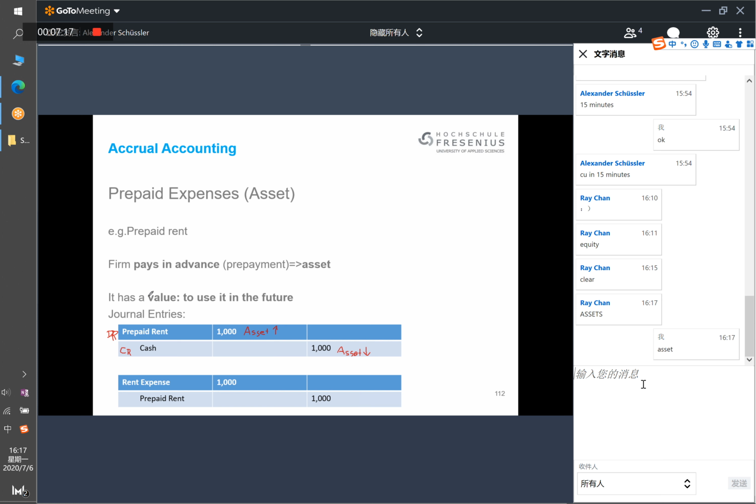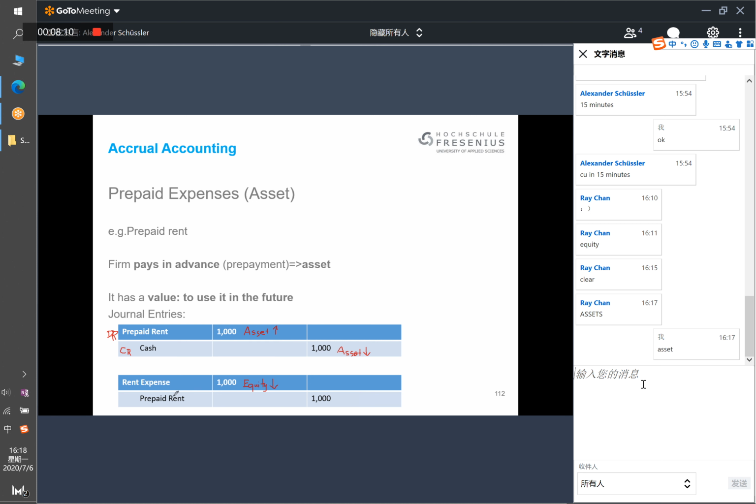Rent expense. This is when the prepayment is made, when the payment is made. When the company later uses the building or whatever, then it has to book a rent expense. And rent expense is an expense, and expenses decrease equity. Yeah, the expenses flow into the income statement, and the higher the expenses are, the lower is our net income, and the lower is our equity. So expenses decrease our equity, so equity is down.